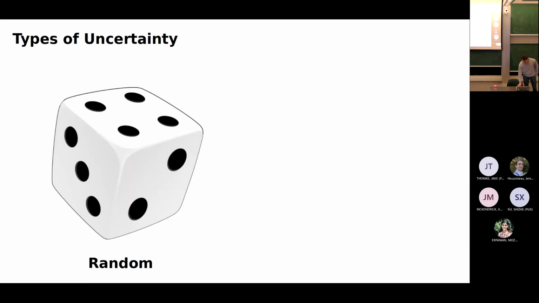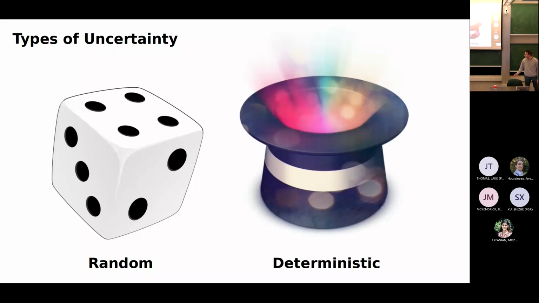There are two types of uncertainty, really. There's random, which is the one we all know and love. Rolling a dice, flipping a coin, that's random uncertainty. It appears when you can't predict the outcome of an event. And then the second type of uncertainty is deterministic uncertainty. That's uncertainty about fixed quantities that aren't inherently random. So, how many rabbits do I have in my magic hat? You could all make a guess, but you still have deterministic uncertainty about what the true value is.